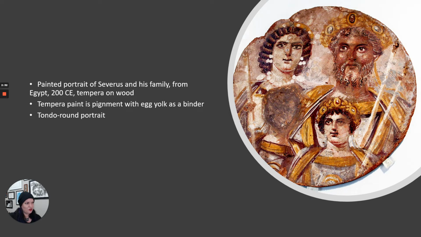So in this image, you might notice it's kind of weird. There are two children. One of them has had his face blurred out. Well, the other kid is Caracalla, and he succeeds his father and becomes the emperor after him. His brother is executed by the state and is damned by the Senate. So that's why his face is removed.